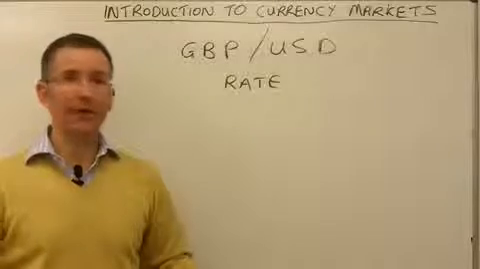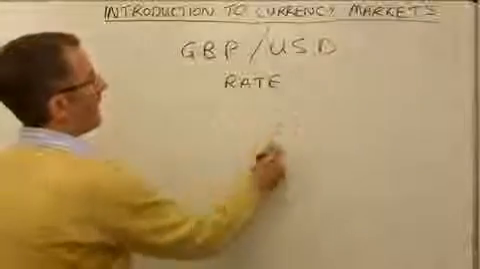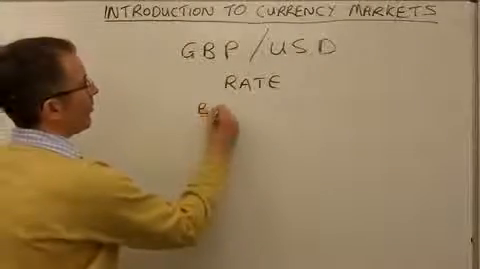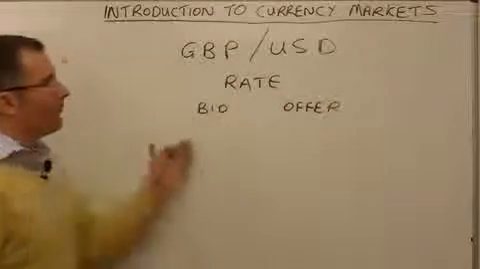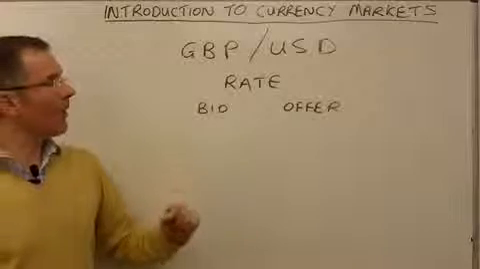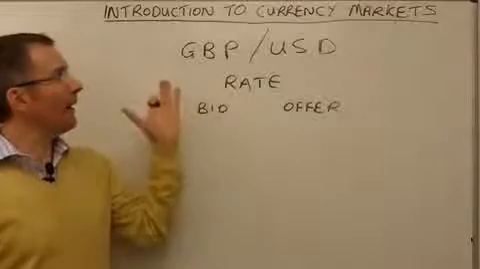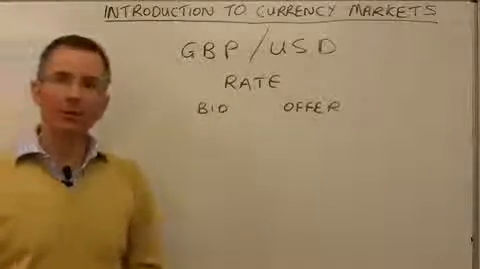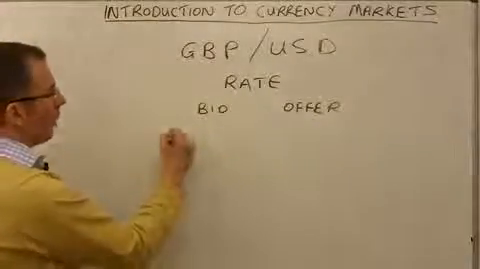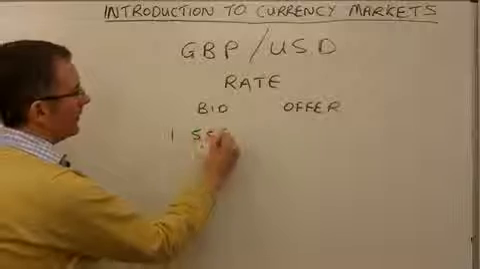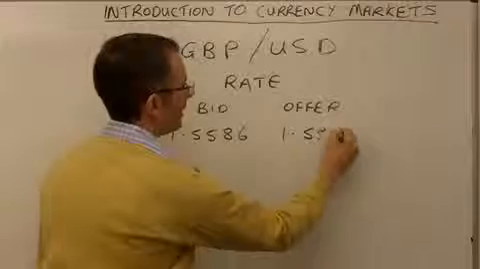Currency markets, not surprisingly, use the same principle across the board. So when you're buying and selling currencies, be aware that the rate will be split into two. There'll be a bid rate and there'll be an offer rate. So what this comes down to is you need to think, am I trying to basically buy the currency in question or sell it? Or am I betting on sterling appreciating or depreciating? So let's put a rate in. So for example, maybe we've got a bid rate of 1.5586 and an offer rate of 1.5589.